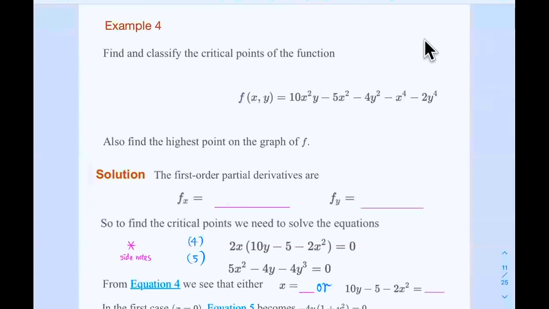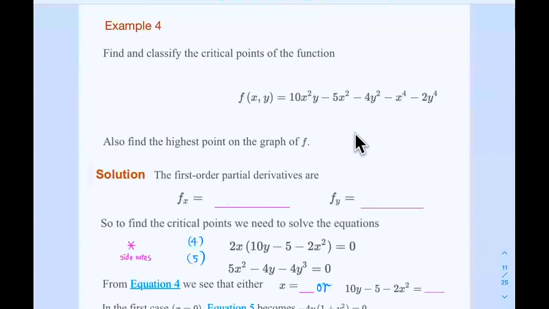Now we continue example 4. We're trying to find and classify the critical points of this function. This function here is a polynomial function, so the domain will be all R2. We're also trying to find the highest point on the graph of the function. To do this kind of problem, we always need to find critical points, right? And to find critical points, we need partial derivatives. So let's take partial derivatives first. You guys are experts in taking partial derivatives already.